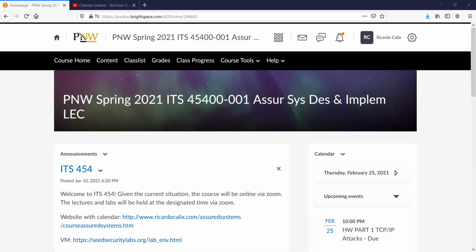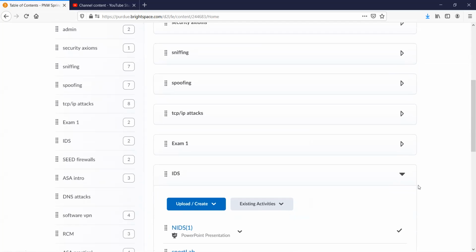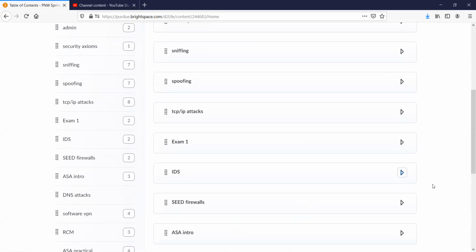Middle of the semester, ending week 7. So let's go over content. You can see we are currently on intrusion detection. We've gone over attacks, sniffing and spoofing, and now we're getting ready to look at defense. This week, I started the IDS, intrusion detection lecture. I'll continue that lecture next week.